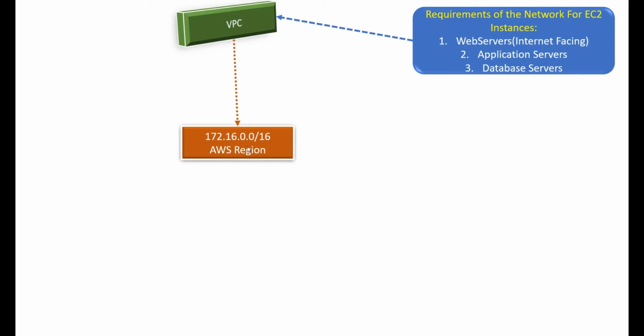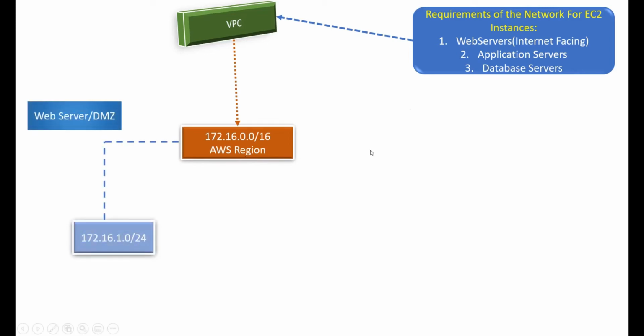So I have selected this CIDR range, and from here I need to create a network for the web server, the internet-facing DMZ network. So I have extracted one subnet from this CIDR. My subnet will look like this: 172.16.1.0/24. So this will be my abstraction from this CIDR.